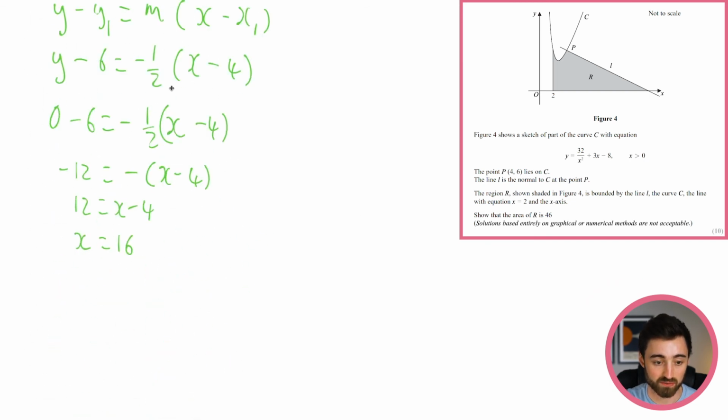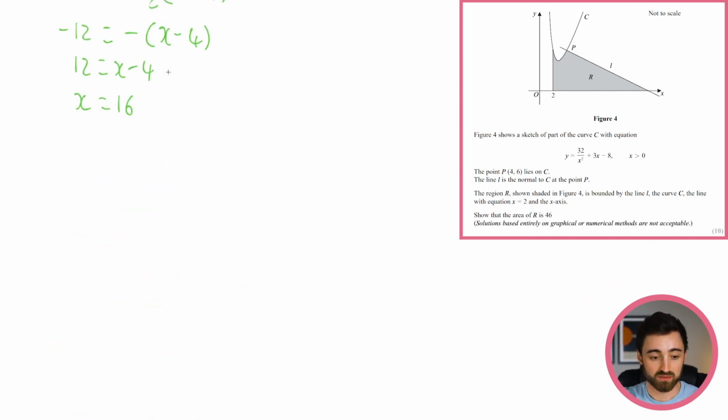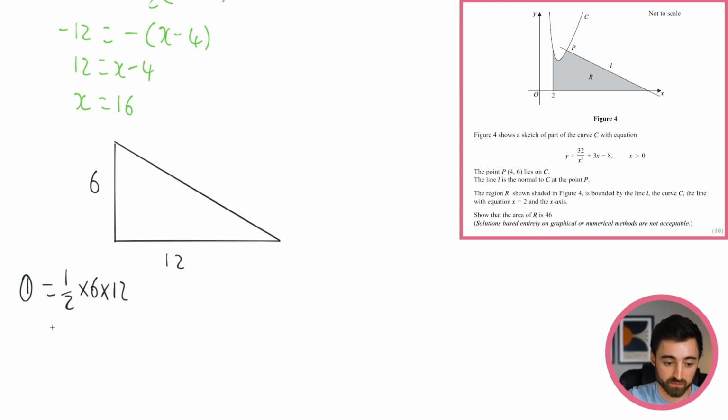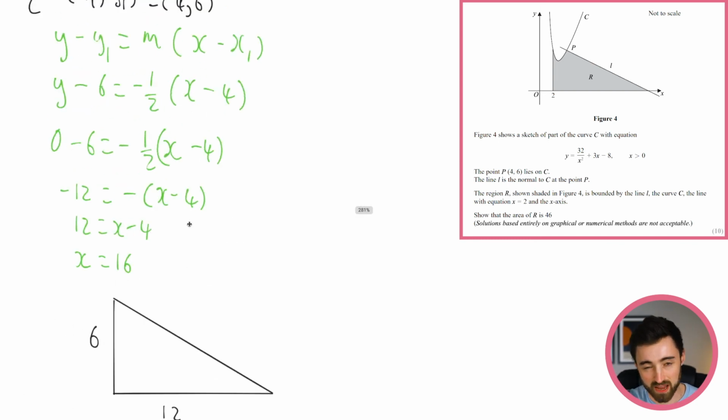How are we going to work this out then? So height 6, width 12. I think we're in a good spot then, aren't we? Because if I was to just do a half base times height, that'd be half times 6 times 12. Half times 12 is 6, so 6 times 6 is 36. Cool. We're halfway there, maybe.